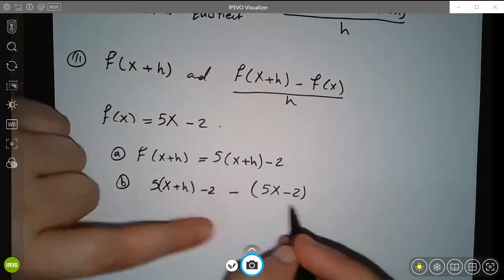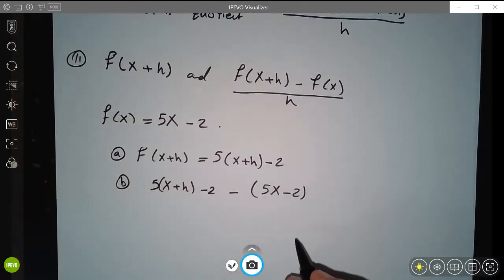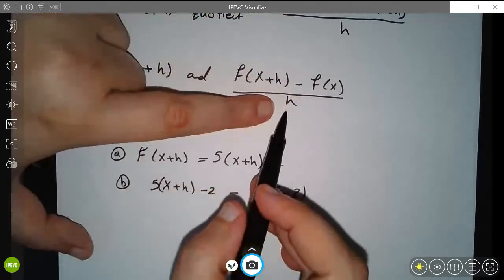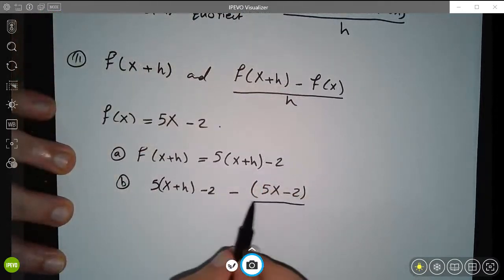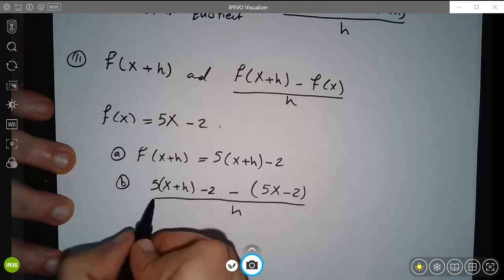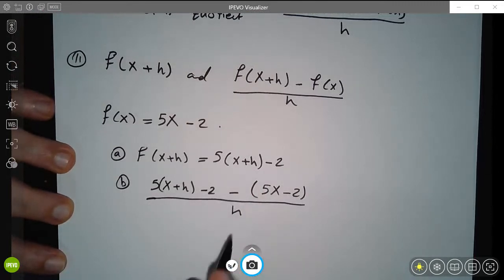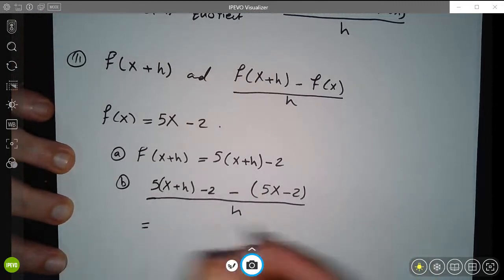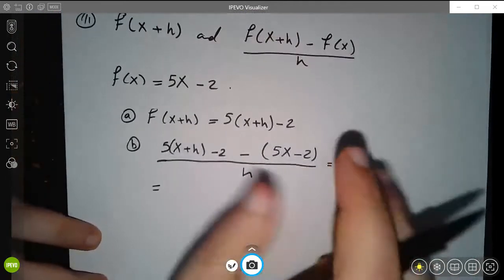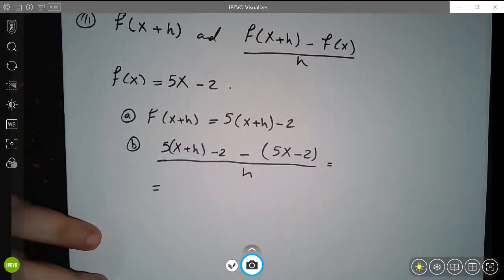Notice the parentheses to make sure you distribute the negative. All right. Now this whole thing is going to be divided by what? By h. So I'm dividing all of it by h. And then you solve. So I'm going to do it here. Now here's a trick. You want to get rid of the h.